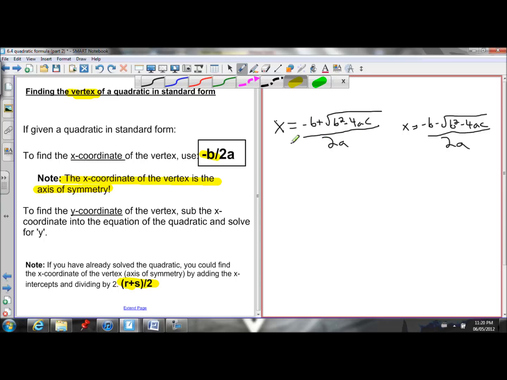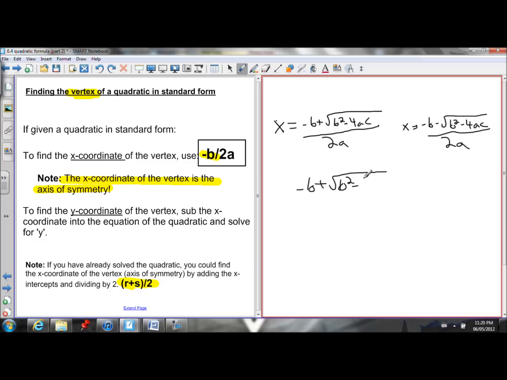So the quadratic formula tells us that our two solutions, our two x-intercepts of a parabola, are negative b plus the square root of b squared minus 4ac all over 2a, and the other one is negative b minus the square root of b squared minus 4ac all over 2a. Okay? So keep in mind what we've known before. To find the axis of symmetry, all we have to do is add our x-intercepts. So these are the two general x-intercepts of any parabola in standard form. So let's just add them and divide by 2 to find the midpoint, which is the axis of symmetry.